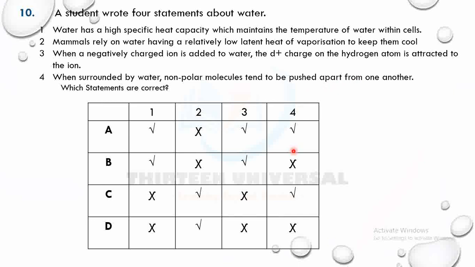So, which one is correct? I think it's A. What do you think, guys? Now, this says number 4 is wrong. Okay, it should be B, right? They push apart from each other. So 4 is not correct. The answer is B.